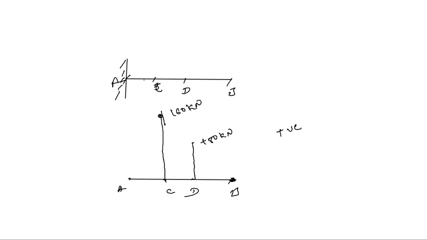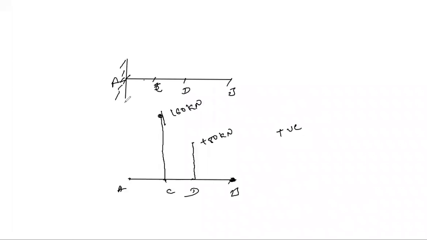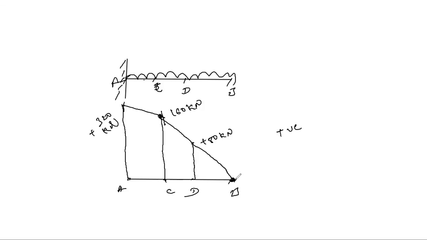Similarly, at point A we have 320. So approximately this is 320 kilonewton over here. Whenever there is a UDL, what we need to do? This line should be the inclined line in the shear force diagram. The line joining it should be an inclined one.